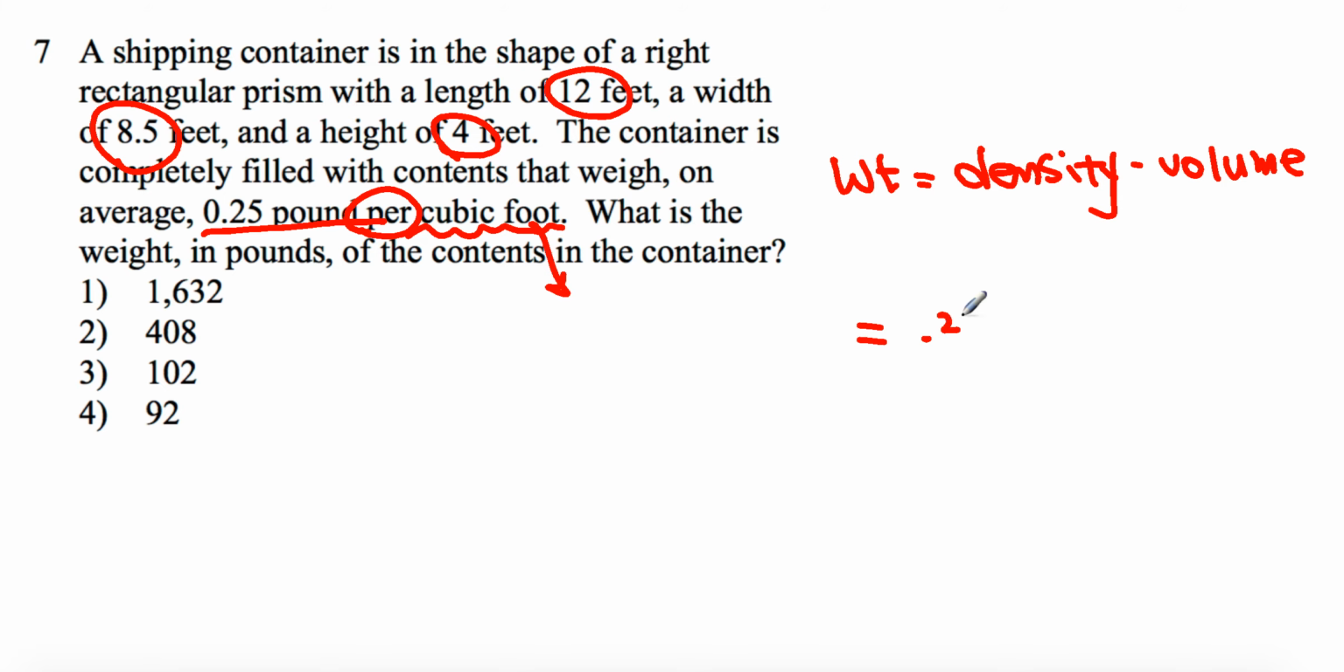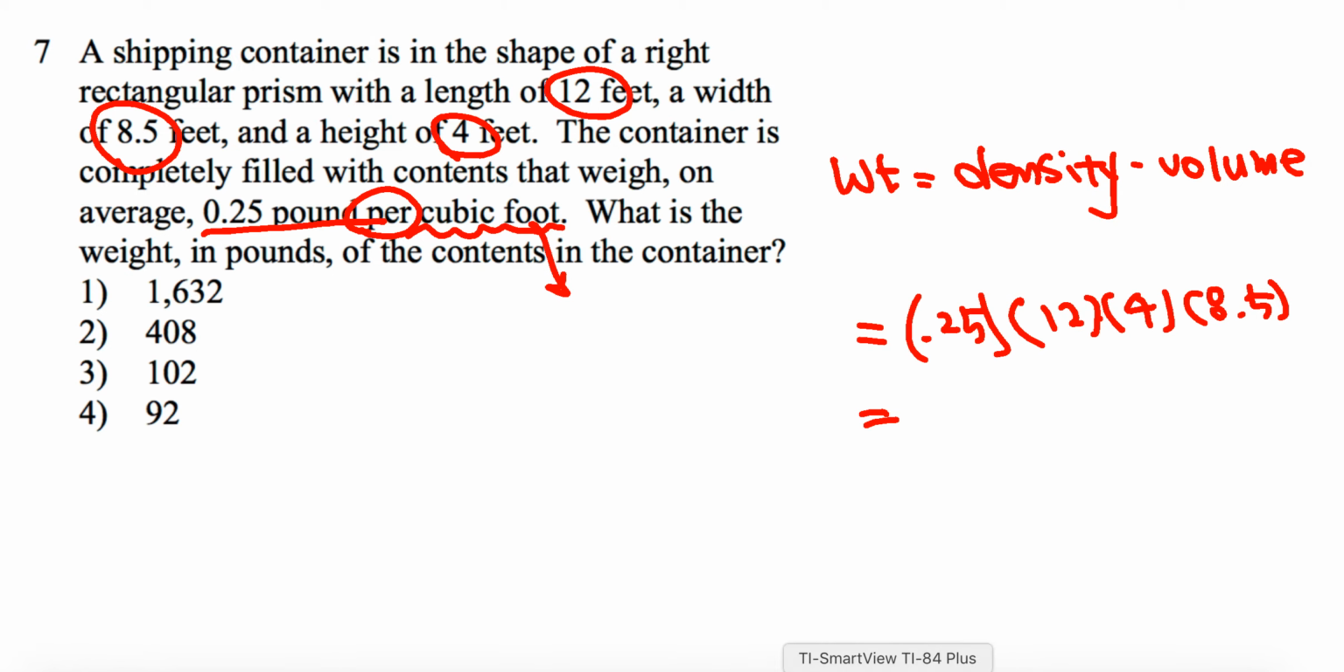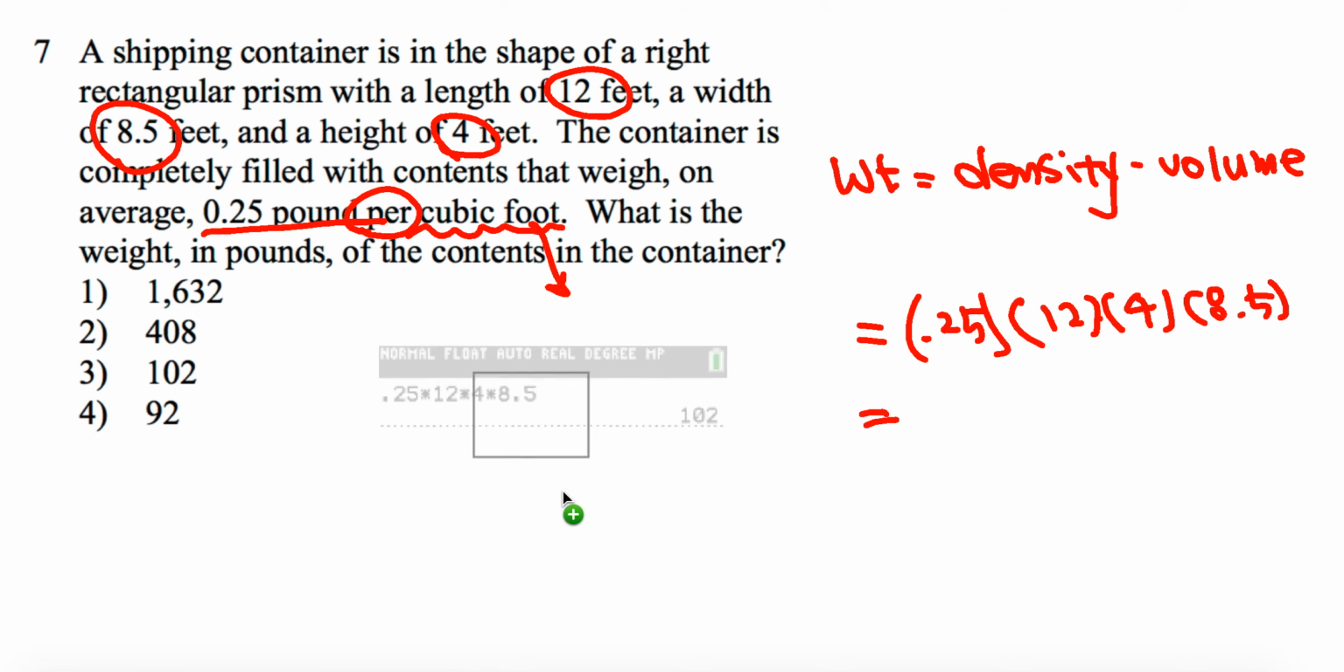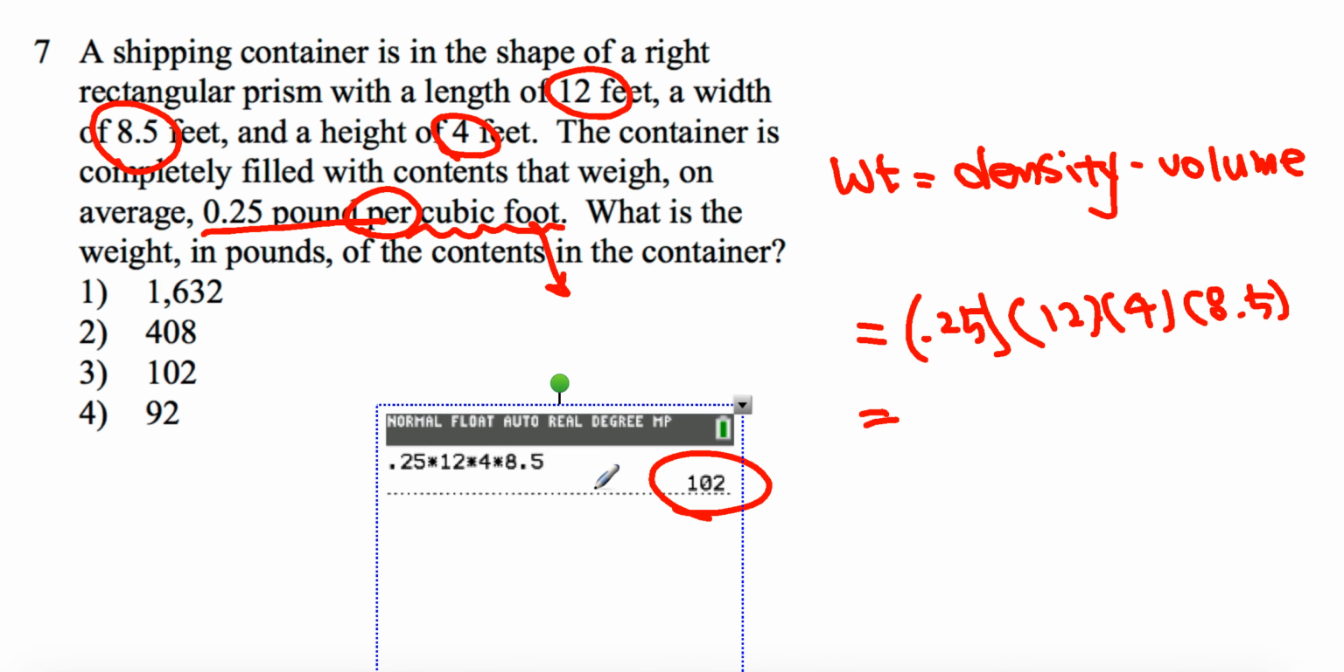Then density is 0.25 and volume is 12 times 4 times 8.5. So I'm just going to multiply them out here. 0.25 times 12 times 4 times 8.5. Then it looks like 1 or 2 seems to be our answer. Choice 3. All right. Let's look at number 8.